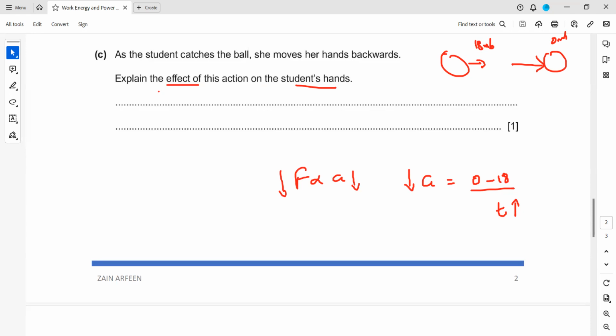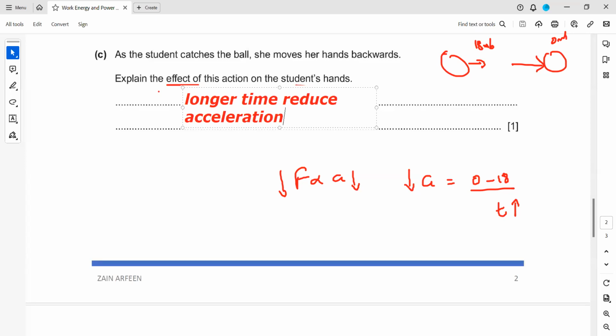So as a result, when it increases the time, it reduces the acceleration. And as it reduces the acceleration, it reduces the impact or the force on the hands. So we can say longer time reduces acceleration and the force on the hands.